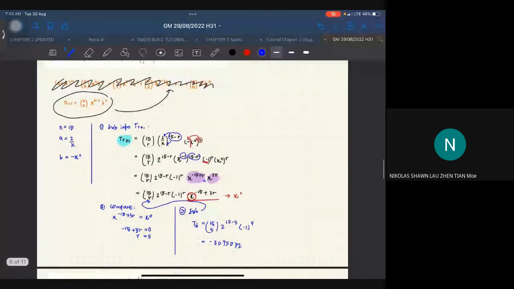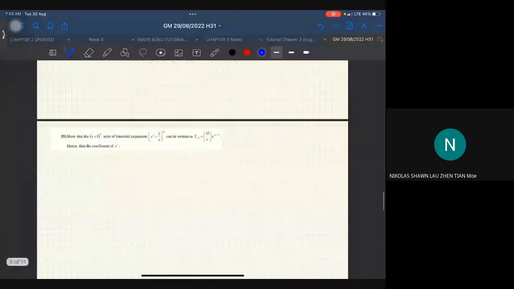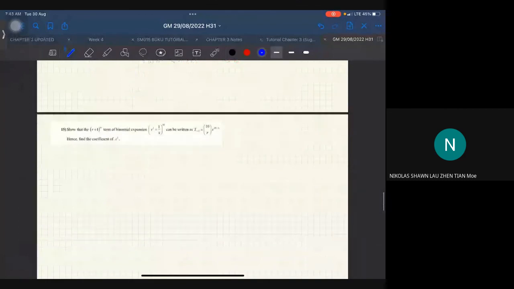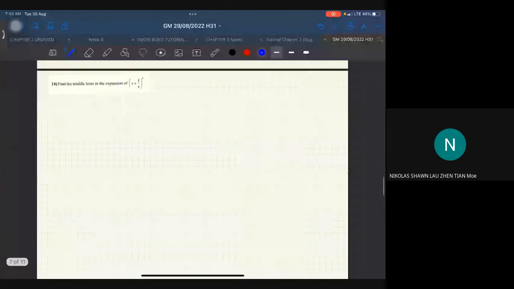So that's it for number 30. Okay, so sekarang dah pukul 7.43. Saya tak boleh nak discuss lagi satu soalan sebab dia akan jadi panjang sangat. So untuk soalan nombor 14 dan soalan nombor 15, awak settlekan sendiri.